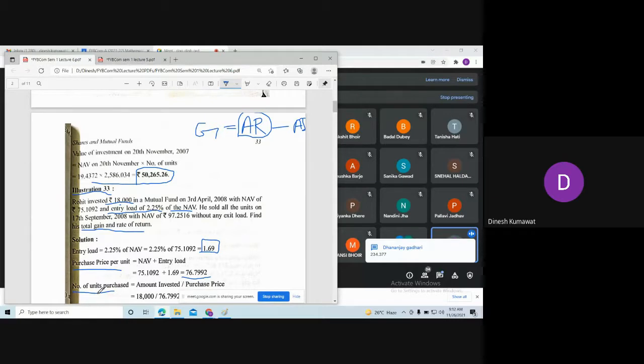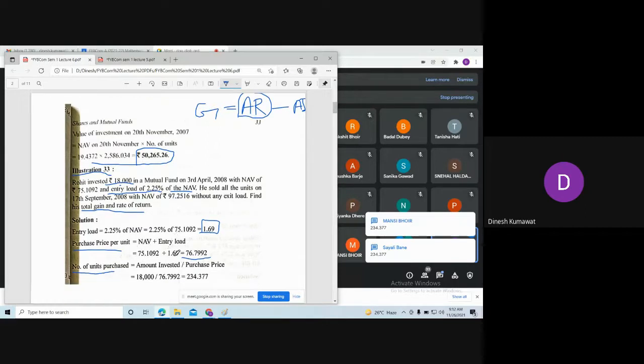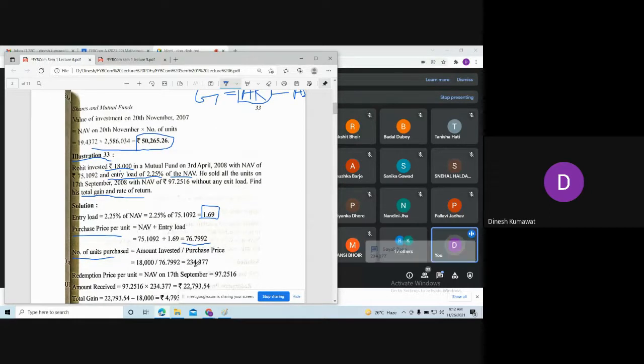So Dhananjay is getting 234.377. What about others? So Pooja is also getting the same. So let us check. Okay, so here we are getting the number of units to be 234.377. Okay.